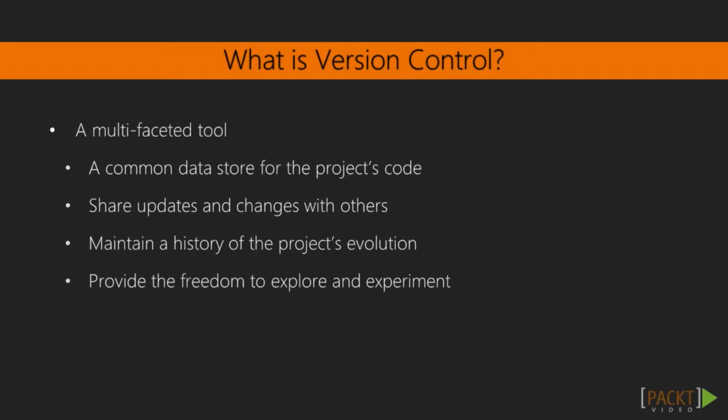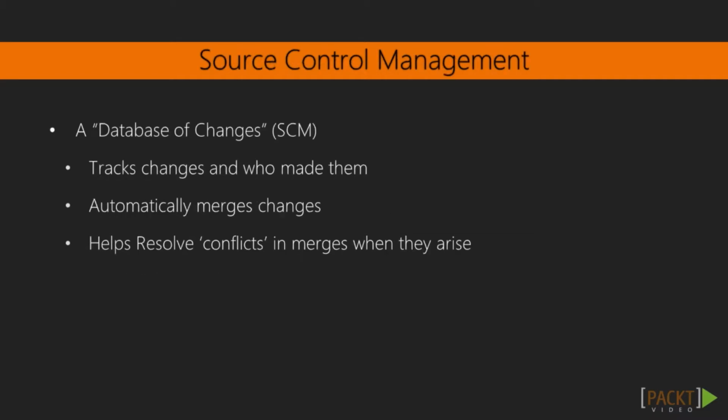Version control, commonly called source control management, which is a more descriptive name, is a multifaceted tool. Typically, it provides an active developer a way to save work, a way to collaborate with others, a way to communicate to others, a historical record of the evolution of a project, and a means to experiment or test ideas. A source control management system, SCM, is a database of changes. It tracks the changes made by different developers, will automatically merge changes, and can help resolve the inevitable problem when more than one change has been made to the same file or set of files.